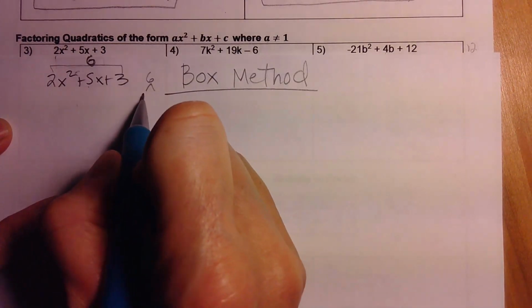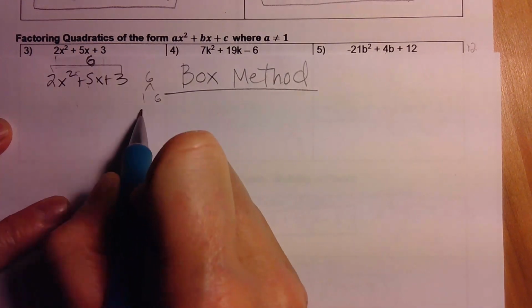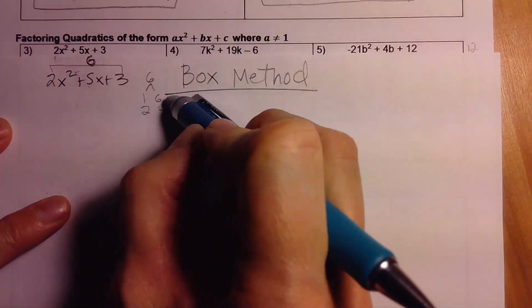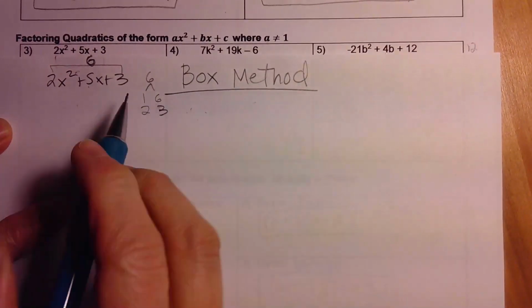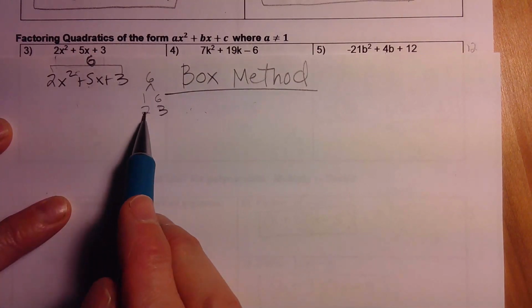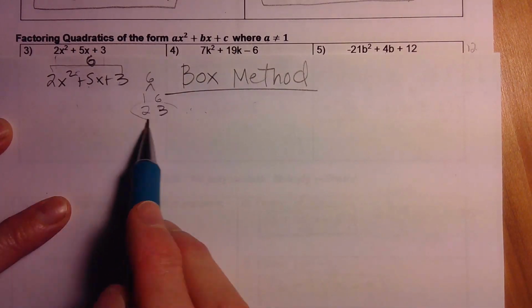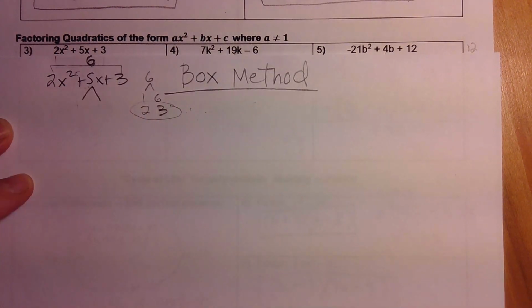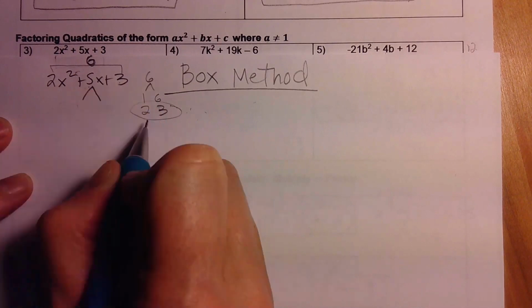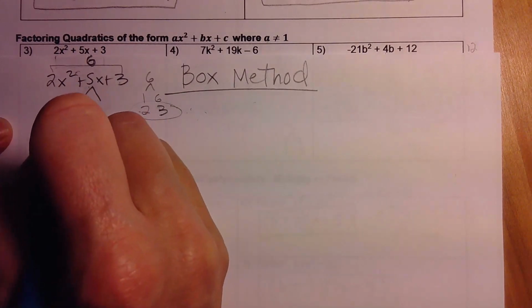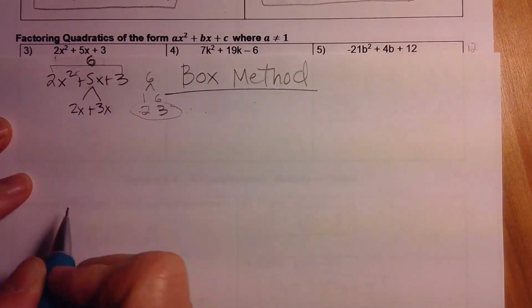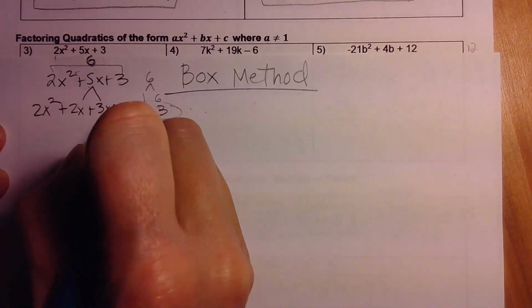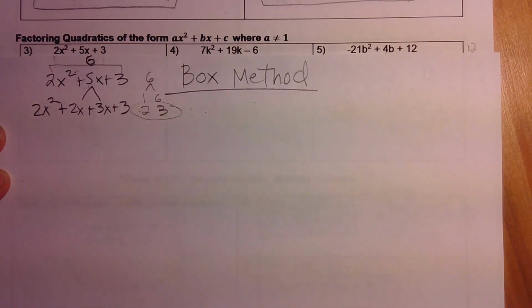So this is the hard part about the box method. If you get a big number here with a lot of factors, it can be a little intimidating. Okay, so we have a positive 6, and we want two numbers that add to make a positive 5. So that's a 2 and a 3. All right, so what we do is break this middle term into these two terms right here, 2x and 3x.